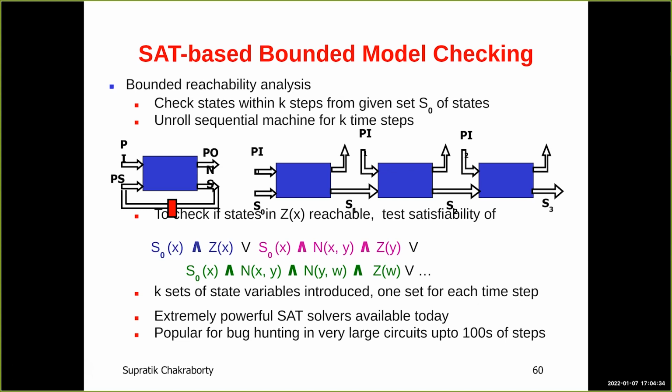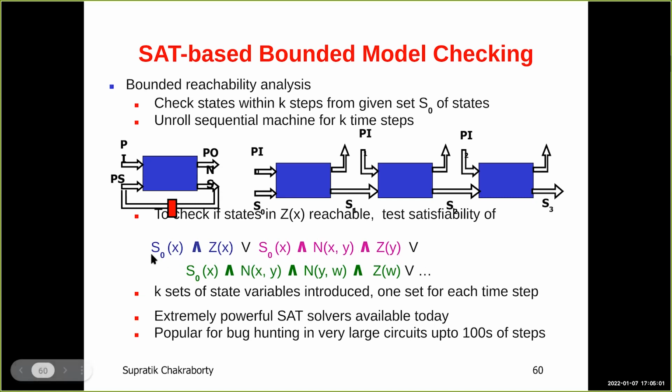So we can just do that and feed it to a SAT solver, and the SAT solver will tell us a yes or a no. If it tells yes, this is satisfiable, it means that starting from a state within this initial set of states represented by S0, it is possible within k steps to reach a state that satisfies Z. Okay, because SAT solvers have grown extremely powerful these days, this is actually a very viable technique.